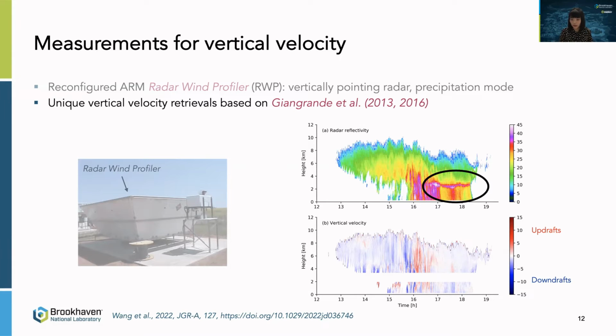You may notice in the convective core, we have these wider updraft plumes that are mostly present in the middle and upper levels. We also have this precipitation-driven downdraft at the lower levels. So these are the updrafts and downdrafts that we will be focusing on in this talk.